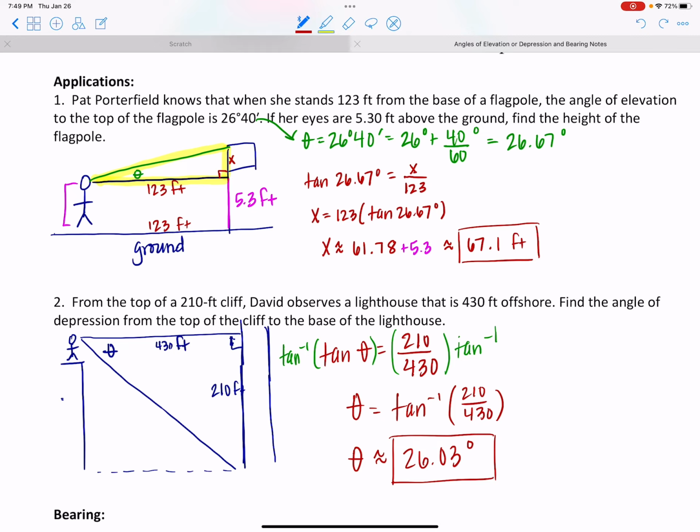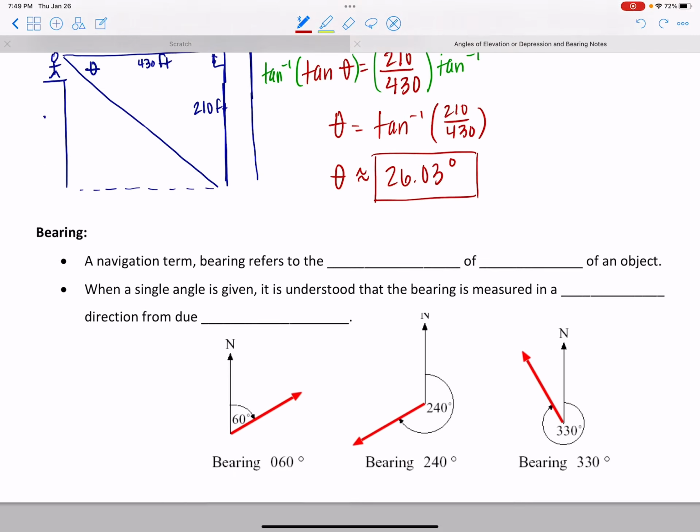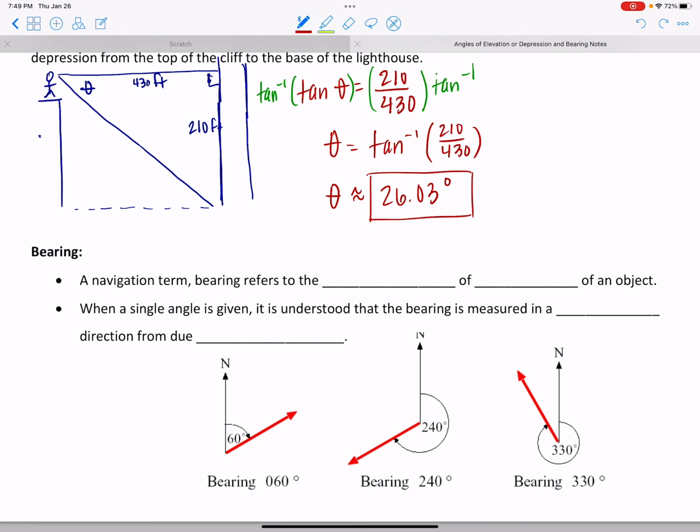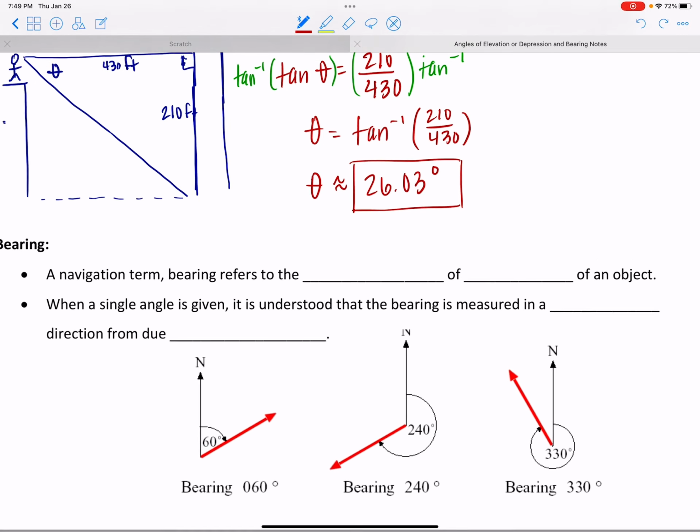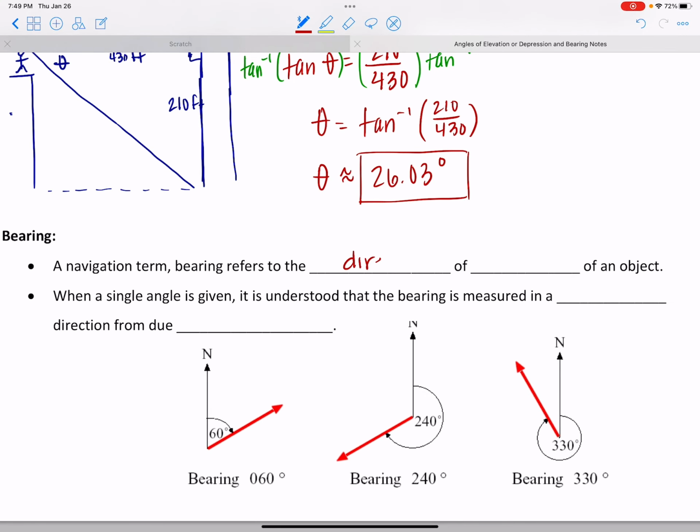Okay, so that's the concept. Now I want to introduce another term, which we call bearing. So bearing is a navigational term, but it's basically referring to the direction of motion. So when you're moving, what direction are you going? And we know the directions north, south, east, and west. Those are the ones that are going to apply here. So bearing refers to the direction of motion.